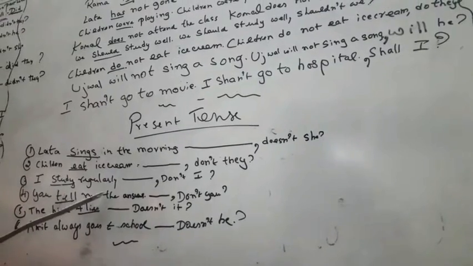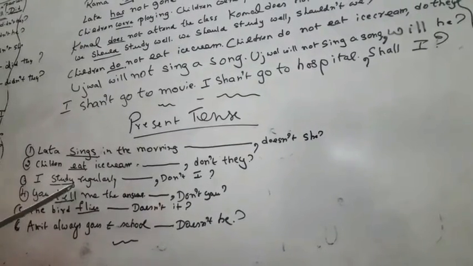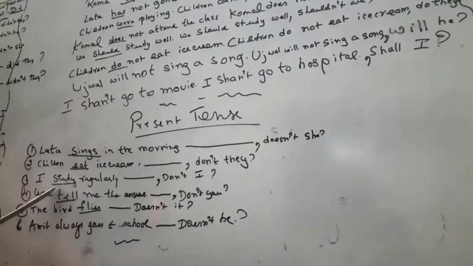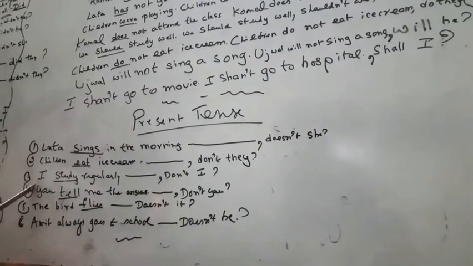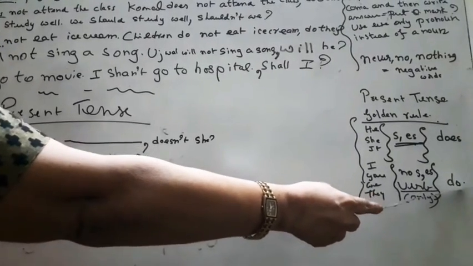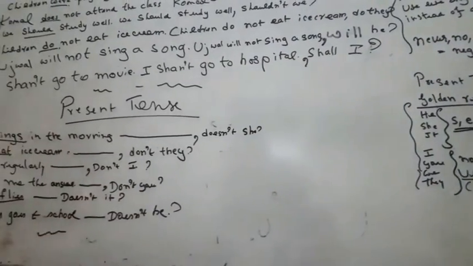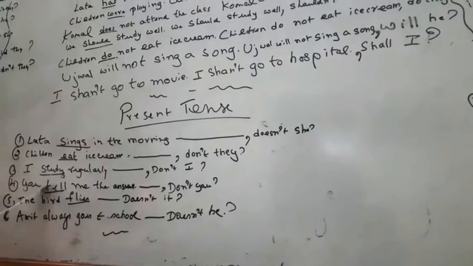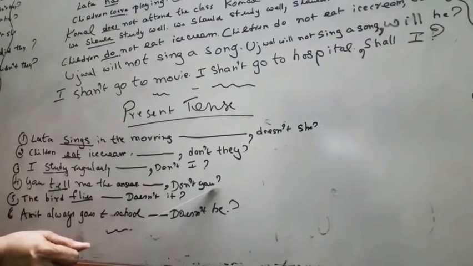You tell me the answer. Now tell, present tense, and the pronoun is you. When you comes, you use the verb do. So the sentence is positive. So you write don't you.